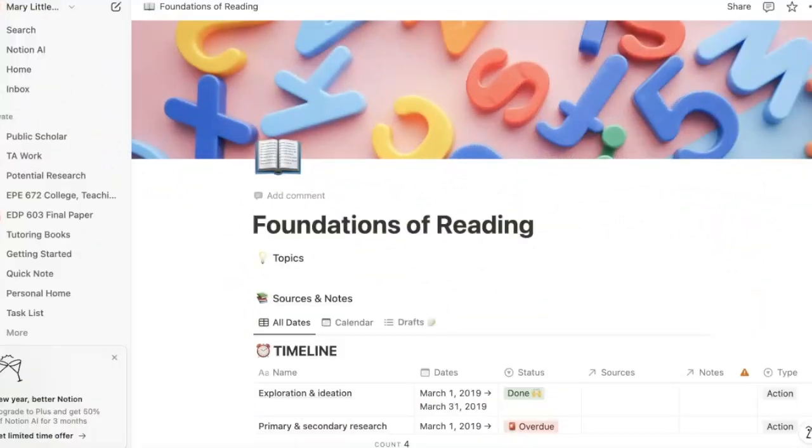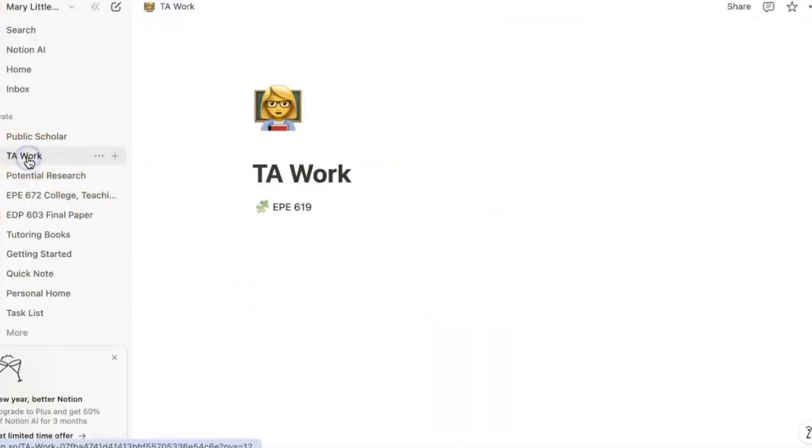I'll see you over there in just a second. So I am going to start by showing you my Notion page, and this of course is the wrong page, so I'm going to go over here. You can look at the column over here, and it has several different projects that I'm working on. The Foundations of Reading is a project I worked on in 2019, so we don't need that, but I'm going to go over here to TA work and take just a quick second to talk a little bit about Notion.